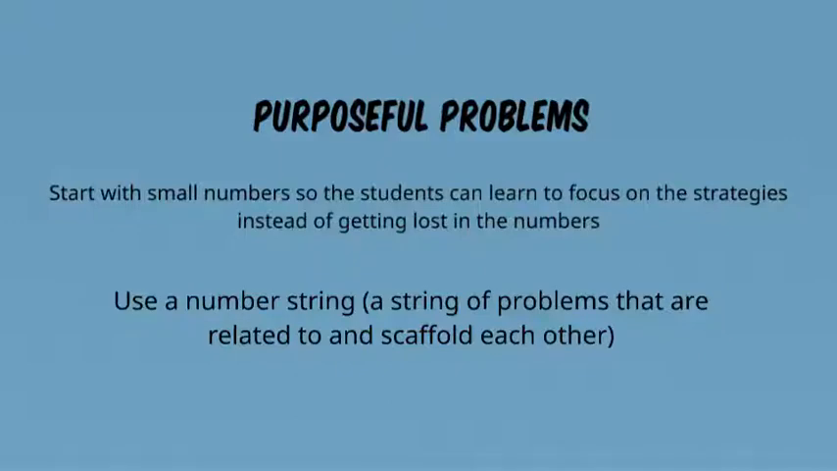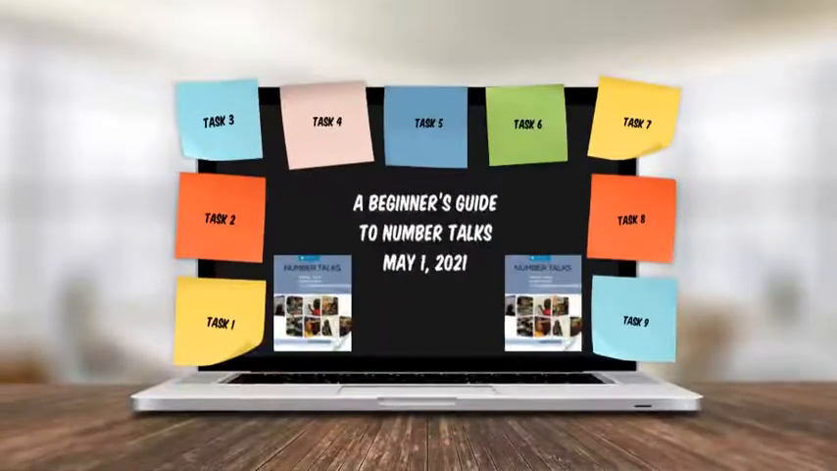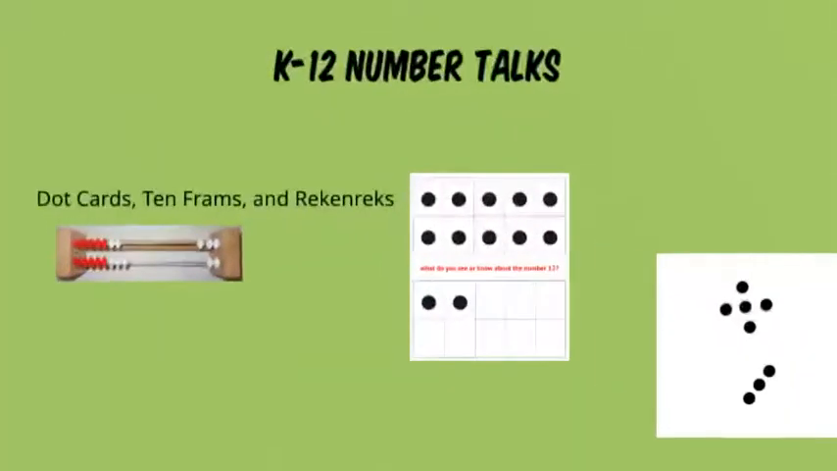You can use a number string, which is a string of problems that are related to and scaffold each other. So I have up here K-12 number talk, but this is really more geared for K through 2nd grade. You can use Rekenreks, 10 frames, or dot cards.